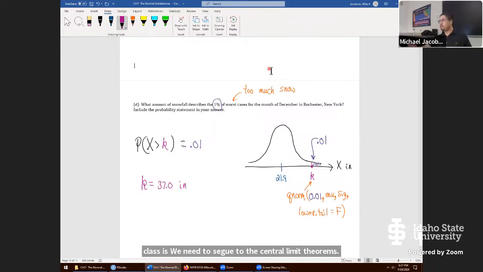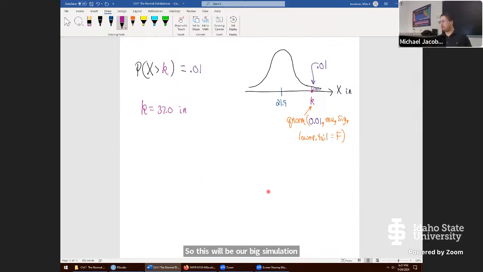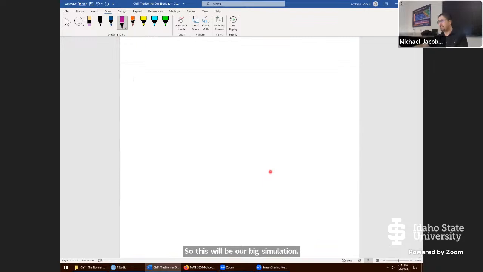But to get there, it's probably a good idea to run a simulation just to explain what we're getting into. So this will be our big simulation. We don't do these a lot, but occasionally, especially if we're trying to crack open something that is dense or complex abstract subject, it's a good idea. RStudio is a wonderful environment for running simulations to explore probability statistical type questions.